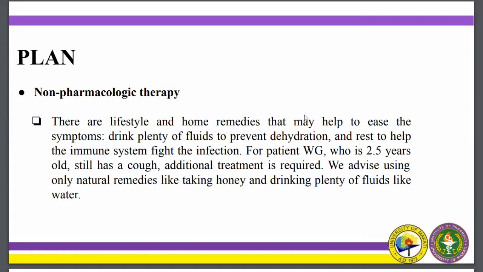Next, for patient WG naman, ito yung anak niya na 2.5 years old na meron pa rin cough kahit na gumaling siya. Si patient kasi na 2.5 years old is gumaling siya sa oseltamivir. Kasi 'di ba, within the 48 hours na nagkaroon ng symptoms yung anak niya is naagapan nila. So napainom nila ng oseltamivir. So gumaling si anak pero meron pa rin siyang cough.